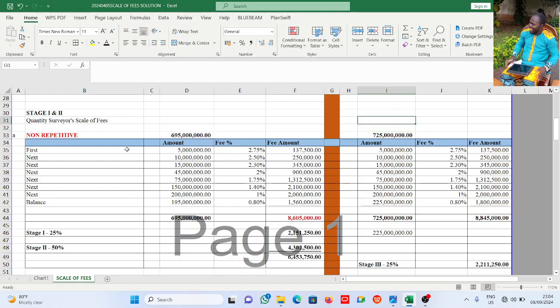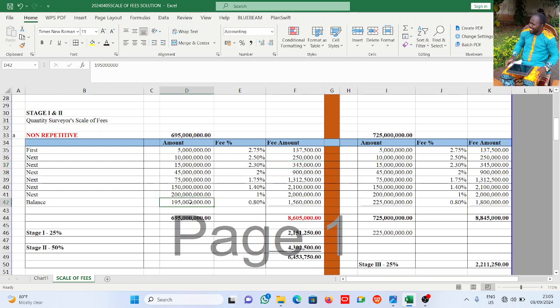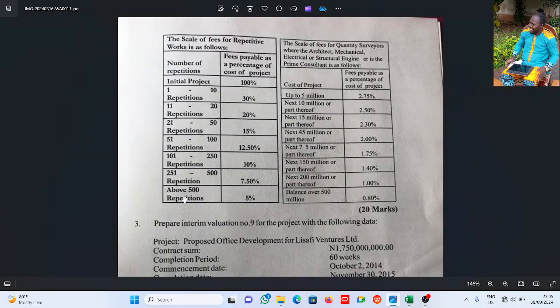Now it says for the first, up to 5 million, is paid 2.75%. I just take 2.75%. Up next 10 million is paid 2.5%. 2.5% gives me 250,000. Next 15 million is paid 2.3% in that order. Where the difference is, which you need to take note of, is the balance. Now come here, see it here. It says above, we are down. See, balance over 500 million, it is 0.8%.